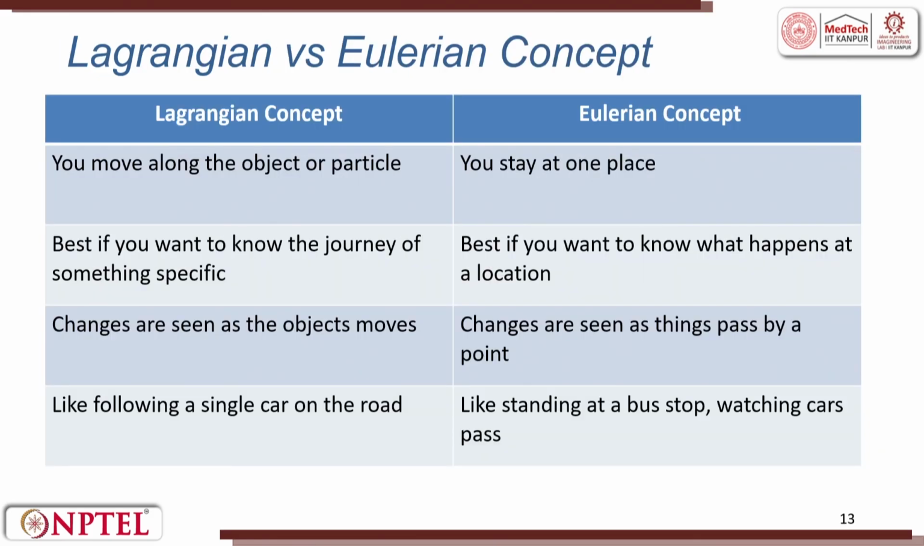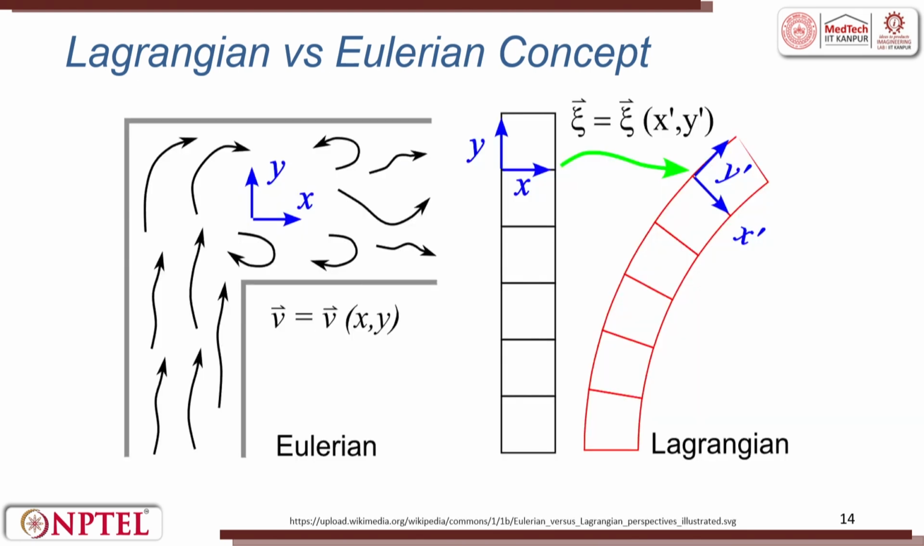When we compare the Lagrangian concept with the Eulerian, in Lagrangian you move along with the object or particle, and in Eulerian you stay at one place. Lagrangian is best if you want to know the journey of the same point or object with respect to time. Eulerian is best if you want to know what happens at a given location. In Lagrangian, the changes are seen as the object is moving; in Eulerian, the changes are seen as things pass through the point. Following a single car on a road is Lagrangian. Standing at a bus stand watching the cars pass is Eulerian.